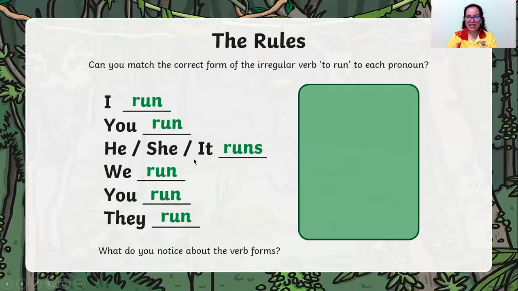He, she, and it have an S. Why? Simple. Always remember, if your pronoun or noun is singular, always put an S at the end of your verb. Singular pronouns have S with the verb. Plural pronouns don't have an S. Singular has S. Always remember that.